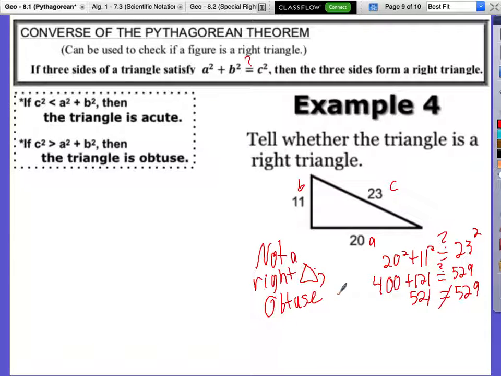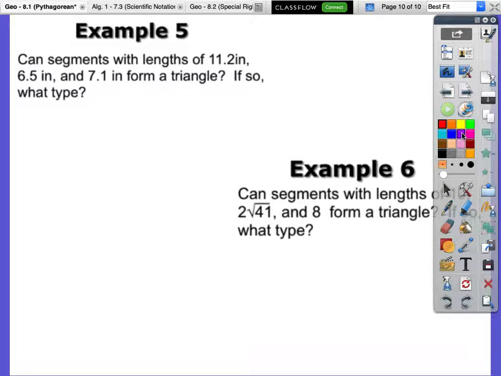Okay. Example 5, real quick. Can segments of lengths 11.2 inches, 6.5 inches, and 7.1 inches form a triangle? And if so, what type?